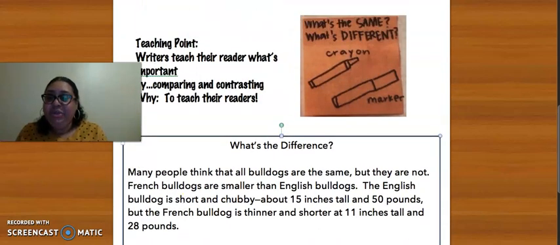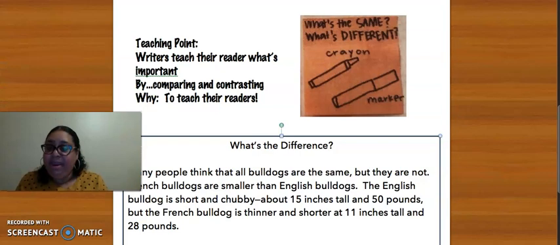Writers, I want you to think about the work that I just did today. I'm teaching you more by comparing and contrasting things of my topic. I have a topic about bulldogs, but I'm showing you what's the same about bulldogs and what's different about bulldogs. In each part that I wrote, I named something that was the same between them and different between them. I'm taking my time to compare and contrast so that my reader learns more about the topic.